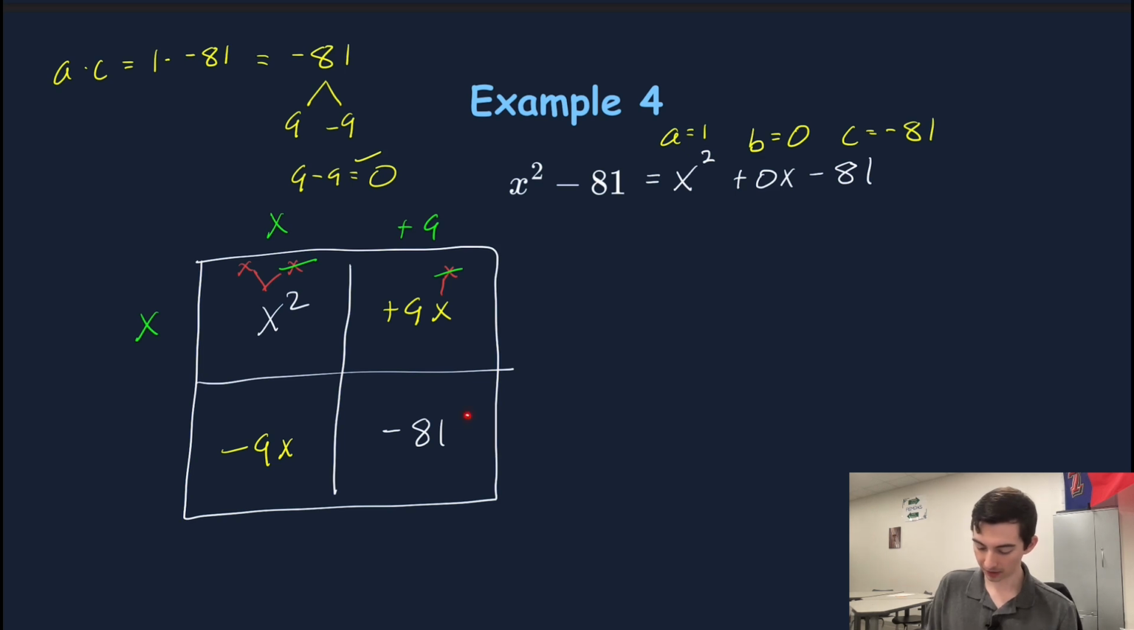And now here, I don't have any variables I can get rid of. But this negative 9 can be separated into negative 9 times 1. And negative 81 can be separated into negative 9 times positive 9. And now let's cancel out. I've got a negative 9 on both of these. So I end up with a negative 9 as my GCF. And all I'm left with here is x and positive 9. So my two factors are x minus 9 times x plus 9.